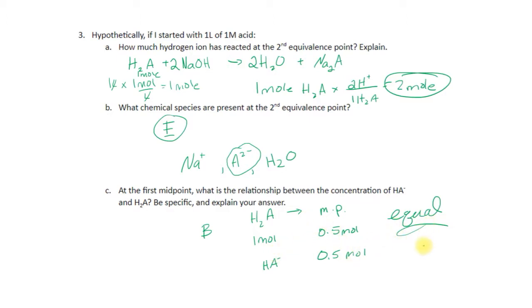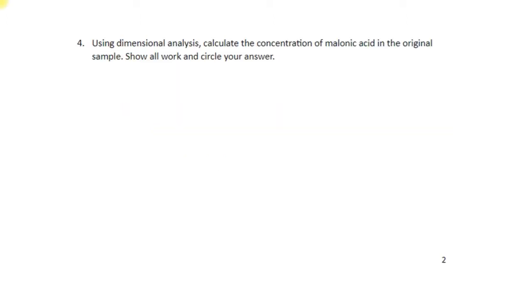That means this thing is a buffer with a pH that depends only on pKa, because our Henderson-Hasselbalch equation from the buffer chapter is conjugate divided by parent acid. And so if these things end up being equal, the ratio is 1, then you're going to get the log of 1, which is 0. So pH equals pKa if we're at the midpoint. That's a key idea. All right, question 4.